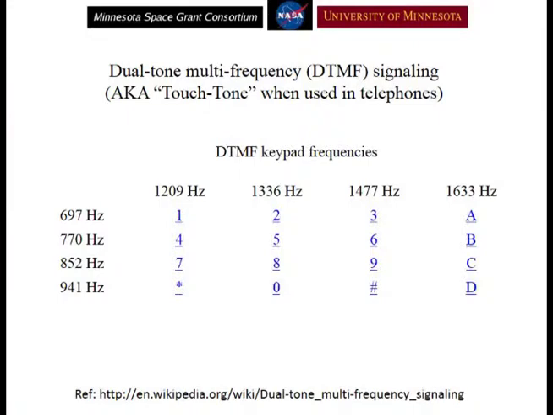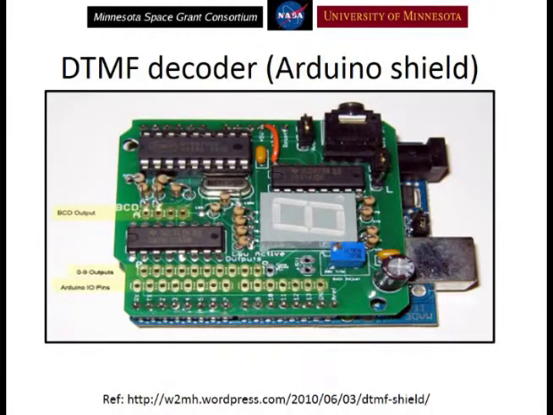So many ham radios and many other objects, obviously, can produce these signals. And once you have these signals going as audio signals, then you just need something that can interpret them. And that's what that DTMF shield was for. This is what it looks like. I just found this on the internet. It turns out it's not a product. I'm not sure this is even on the internet anymore, except in archival form, but this isn't something you can just buy.